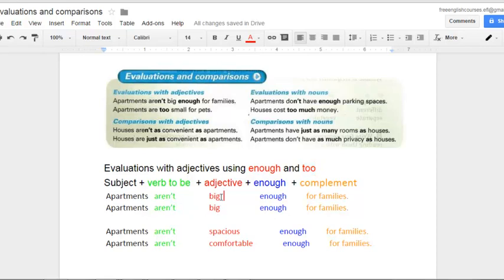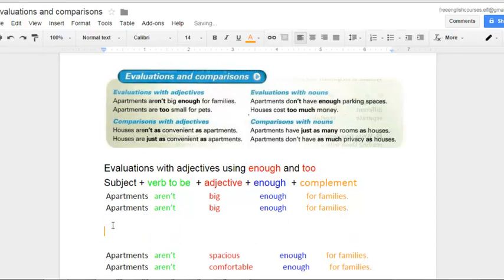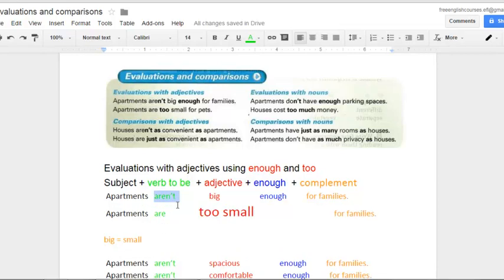So I want you to think about what is the opposite of big. Well, the opposite of big, we can think of that as being small, right? So in this case, I'm going to say apartments are, and I'm going to include "too" small. The only thing that changes is that I'm no longer using the verb to be in its negative form, but now I'm using it in its positive form. And then I'm including "too" plus the adjective small, and I'm saying for families.